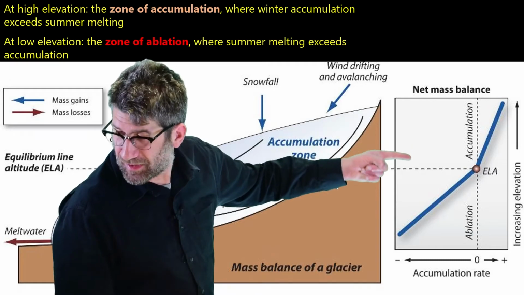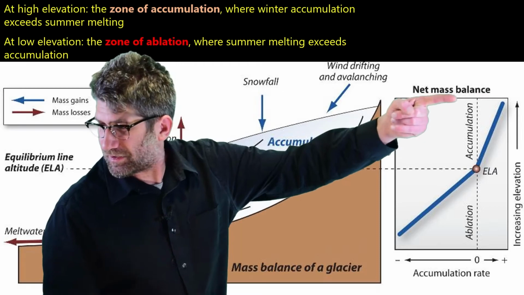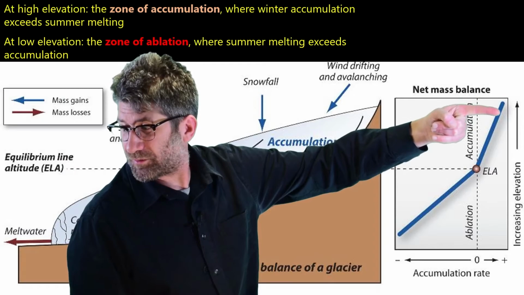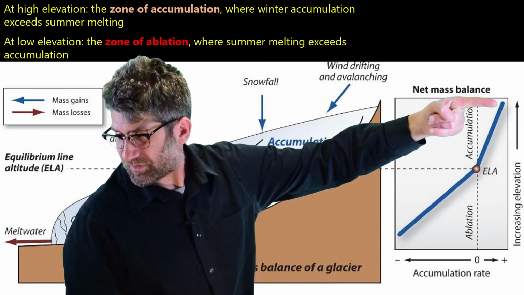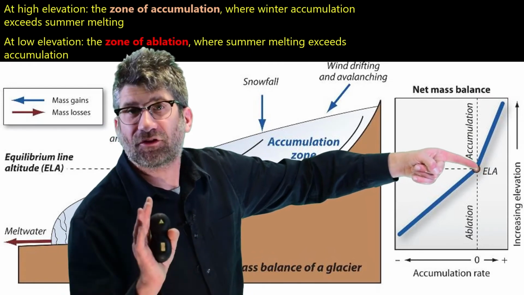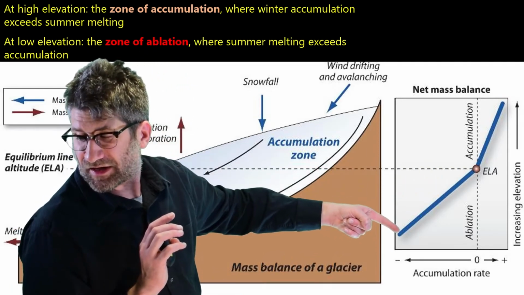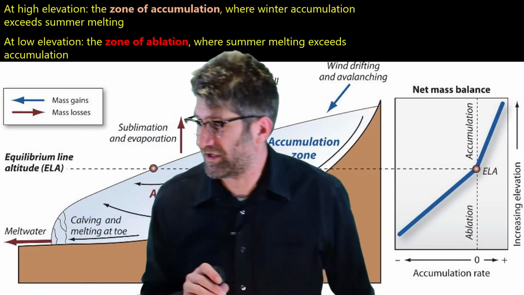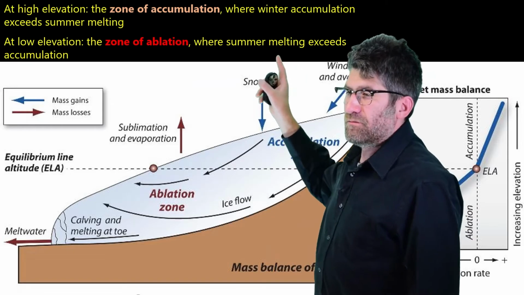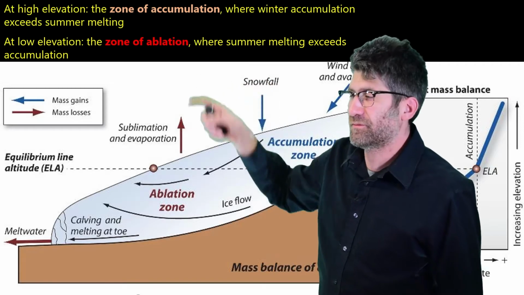If we look here at this net mass, this is our accumulation rate on a glacier. And up here in the accumulation zone, at high elevation, we have the most accumulation, and we're adding mass to the glacier. And then we hit the ELA, where we have a perfect balance between loss and accumulation. Then below that, in the ablation zone, we have the fastest loss. So in the zone of ablation, melting exceeds accumulation. Zone of accumulation, accumulation exceeds melting.